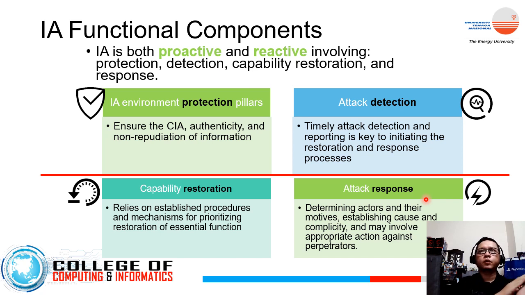By being both proactive and reactive, and having these components, the protection, the restoration capability, the detection, and the response, then you have proper information assurance installed for your information asset. We will look at this in the coming chapters, but for now, just remember the keywords here: proactive and reactive, and what the corresponding components are with regard to being proactive and being reactive.